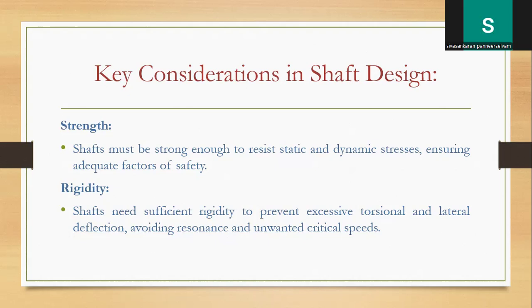The next one is rigidity. Shafts need sufficient rigidity to prevent excessive torsion and lateral deflection when under dynamic conditions. Thereby, we can avoid resonance due to vibration and unwanted critical speeds.